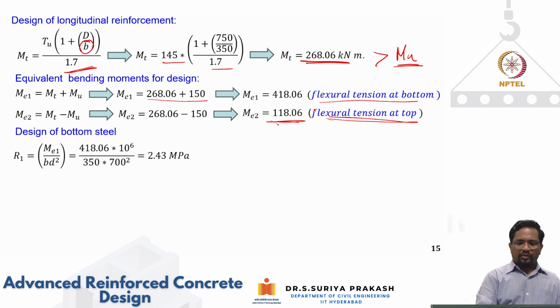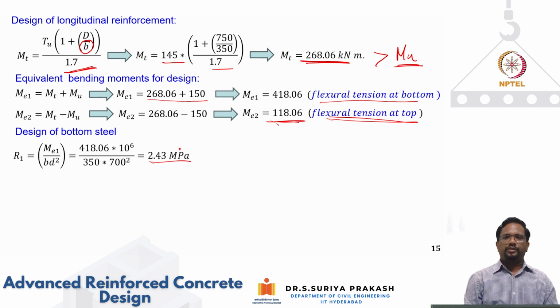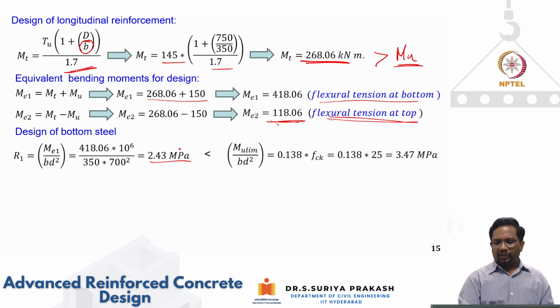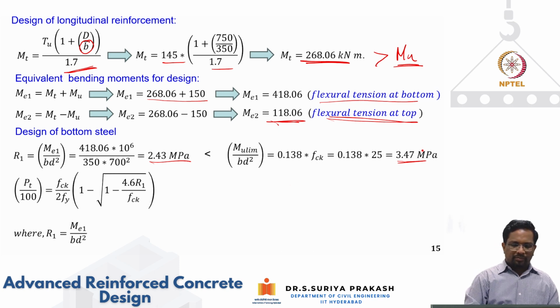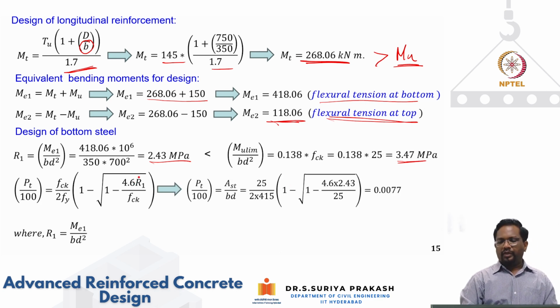Again, we calculate your R value, which is 418 divided by the sectional dimensions. It works out to be 2.43 megapascal, which is less than your limit value of 3.47 megapascal. Then go ahead and calculate your PT, the percentage of tension steel. We have derived this in the form of a quadratic equation. You plug in your fck, fy and R values, then you get PT as 0.0077, or in other words, 0.78 percentage.